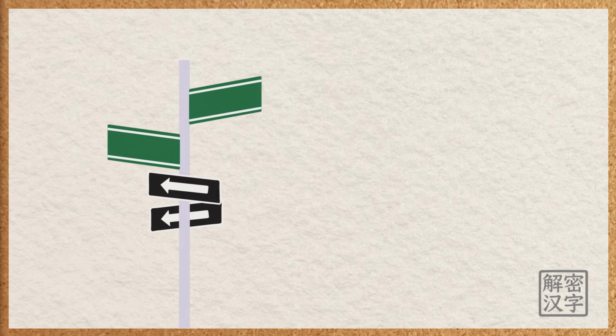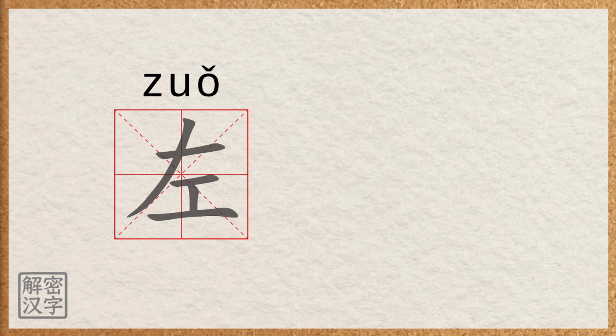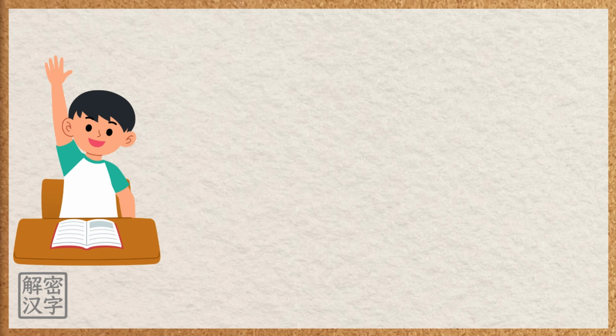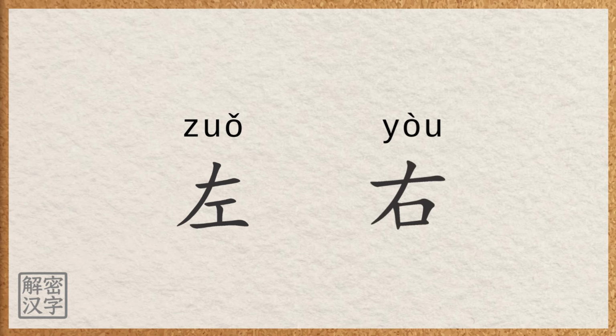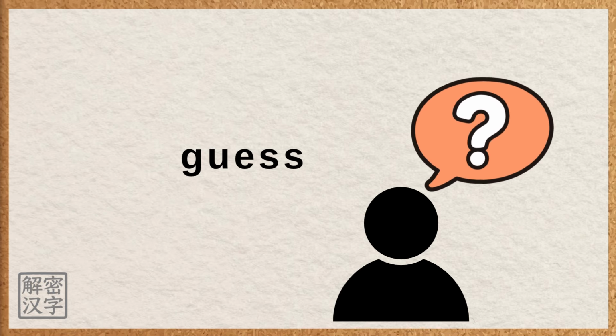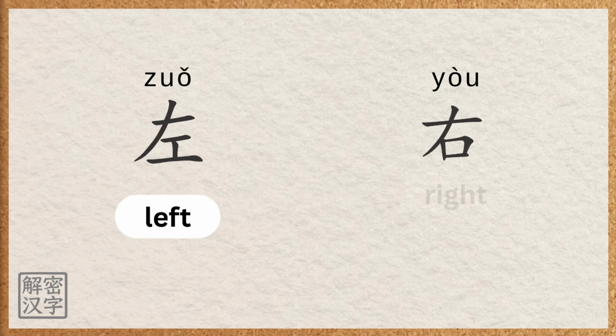Today, we're going to learn two Chinese characters related to direction and position. The character 左 and the character 右. Let's do a little activity together. Please stretch out your left hand and say 左, then stretch out your right hand and say 右. Can you guess what these two characters mean? That's right. 左 means left and 右 means right.